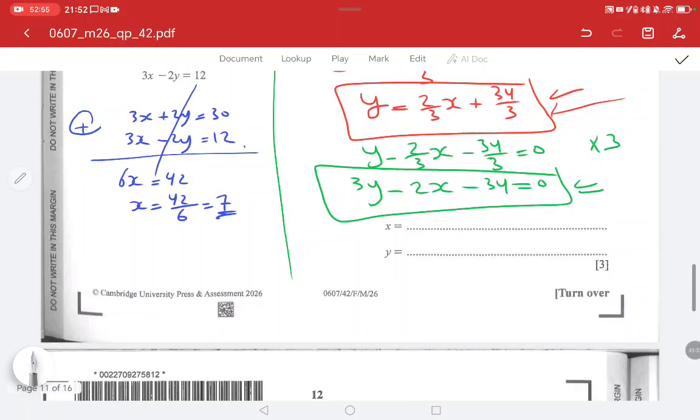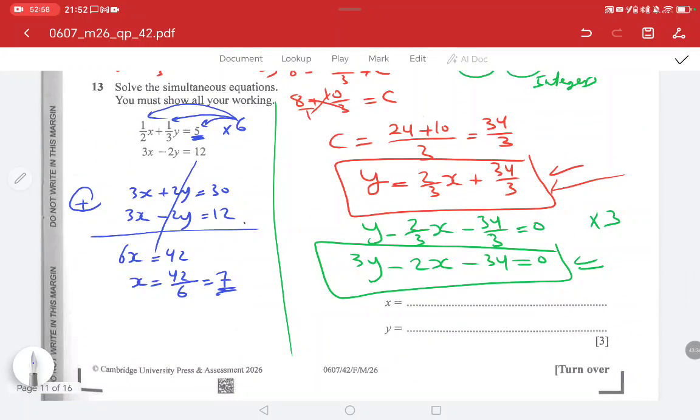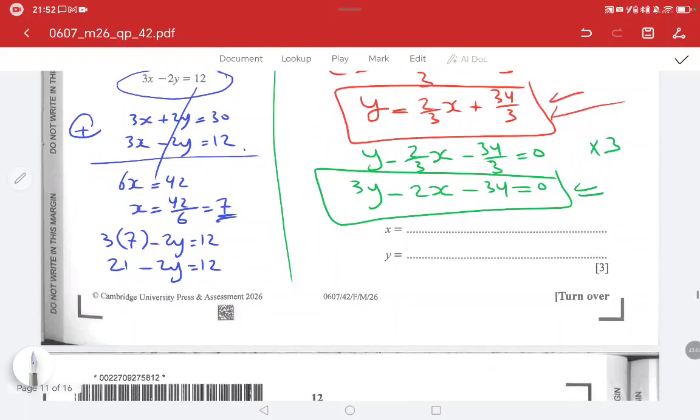Now we have x. How about y? Substitute in any of the equations. Let's substitute in this one. So 3 times x, which is 7, minus 2y equals 12. So 21 minus 2y equals 12. So we may say that 21 minus 12 equals 2y. So 21 minus 12, which is 9, equals 2y. If you divide both by 2, y equals 4.5. Okay, so 4.5 and 7.